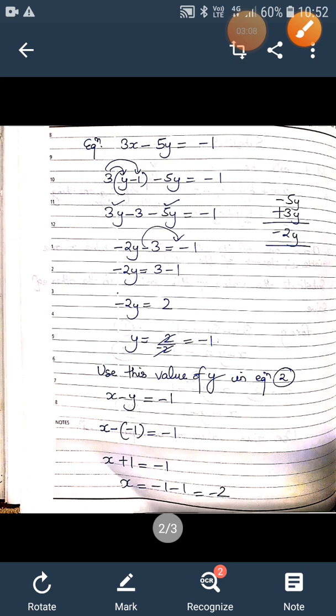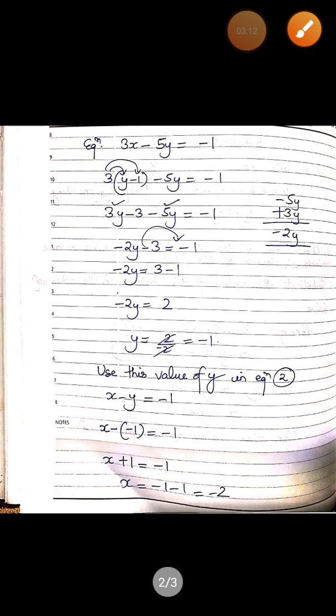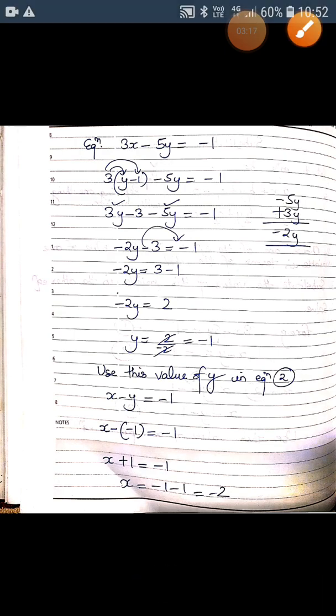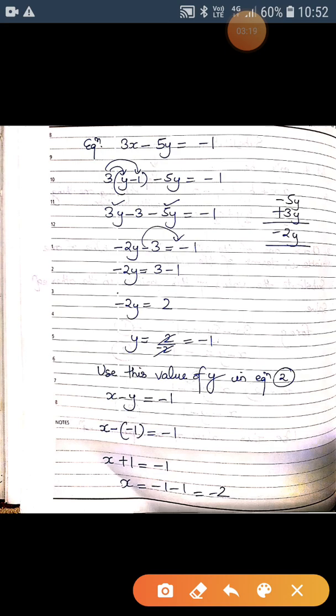Now the first equation is 3x minus 5y equals minus 1, and the value which we have taken was x equals y minus 1. So in place of x we are going to write y minus 1. So 3x means 3 into y minus 1, minus 5y equals minus 1. Now you can see that this becomes an equation in one variable, y. Simplifying this, we get 3y minus 3 minus 5y equals minus 1, and then collecting the like terms.